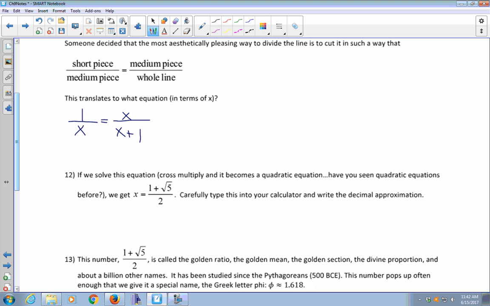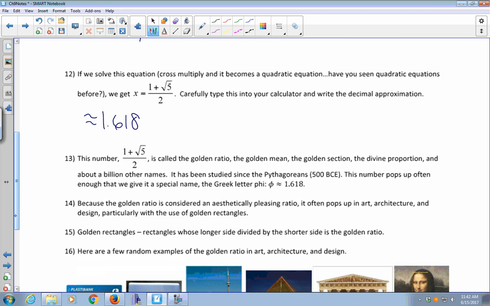So we're going to type this into our calculator to get a decimal approximation. So let's see, the square root of 5 plus 1 divided by 2. I get approximately 1.618. This number, 1 plus the square root of 5 over 2, is called the golden ratio, the golden mean, the golden section, the divine proportion, and about 1 billion other names. It's been studied since Pythagoras. This number pops up often enough that we gave it a special name. It's called the Greek letter phi, and represents 1.618.